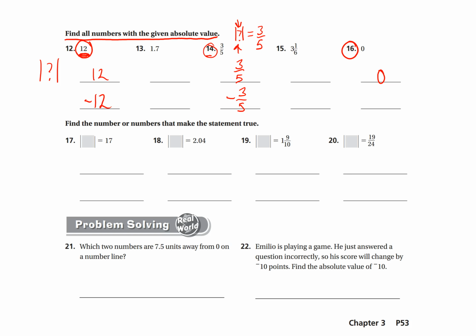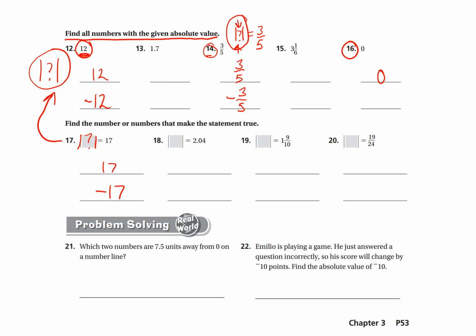Okay, let's jump down. Find the number or numbers that make the statement true. Okay, same idea. This is the same thing that we are doing up here, except this time they gave us the bars. See, I wrote it in for you. Said, hey, what goes inside here? They gave us the bars, but it's the same idea. What could have been in here? 17 would give you an absolute value of 17, and negative 17 would give you an absolute value of 17. So I'll let you go ahead and finish 18, 19, 20 on your own.